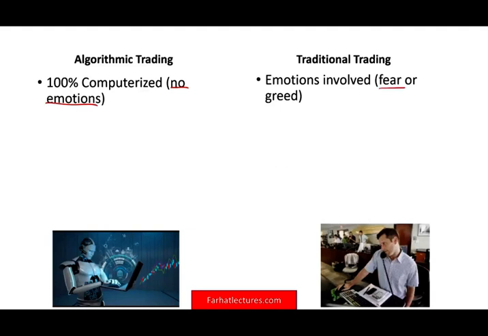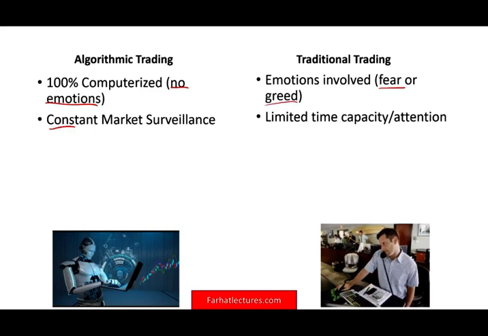A human, you have fear. Sometimes you get scared. Sometimes you get greedy. You make the wrong decision. Computers don't do that. You tell them what to do and they will follow it 100% of the time. Algorithmic trading means constant market surveillance. So if there's a report in Europe about some product at 2 o'clock in the morning and you are sleeping, you don't have to worry about this. The program will take care of it.